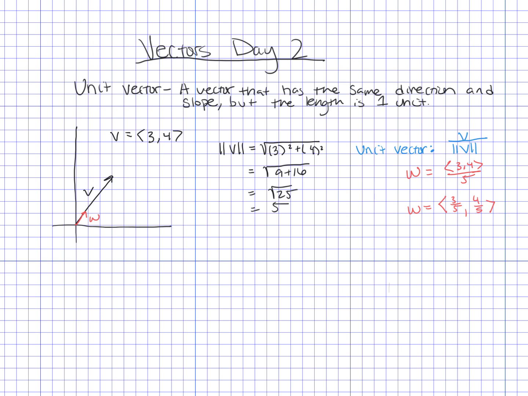Now, the way to double check this would be to take our vector w and find the magnitude of that. So in this case, taking 3/5 squared and adding that to 4/5 squared and then square rooting that. If we square all these individually, that's 9 over 25 plus 16 over 25, giving us the square root of 25 over 25, or the square root of 1, which is just 1. So when we find the magnitude of our unit vector, it should just give us 1.